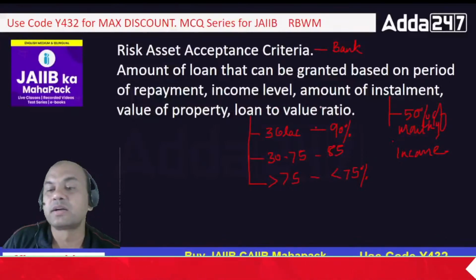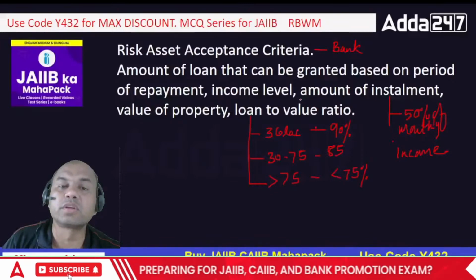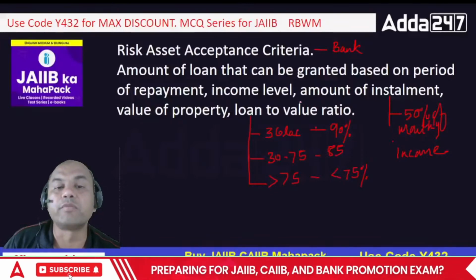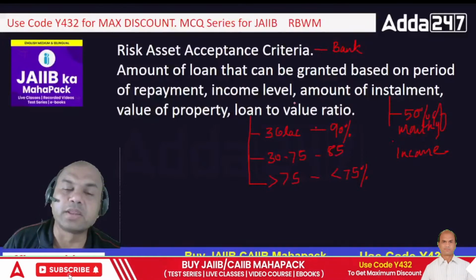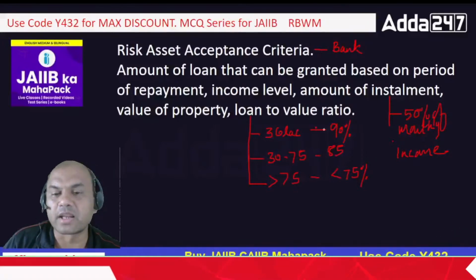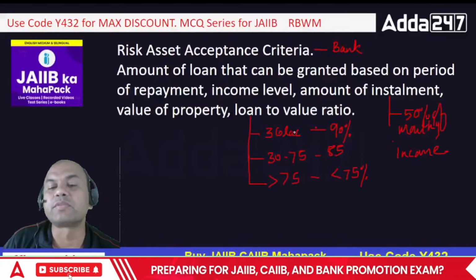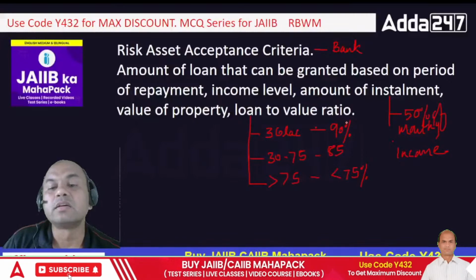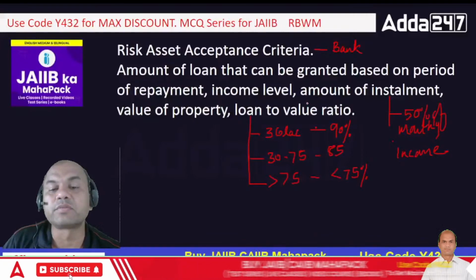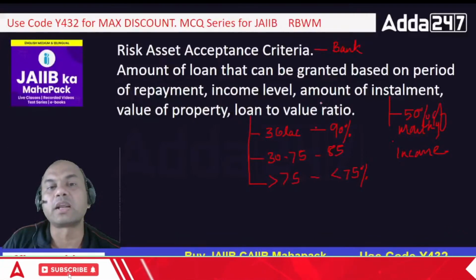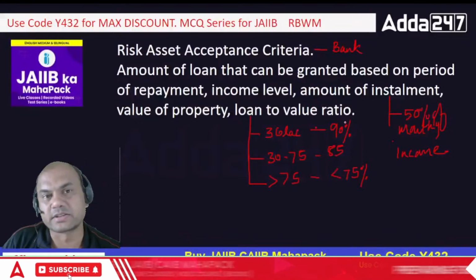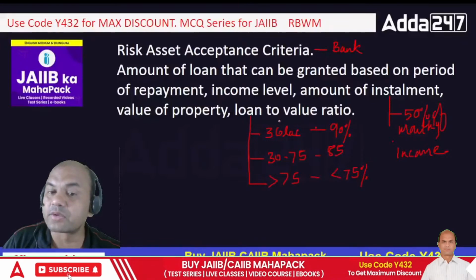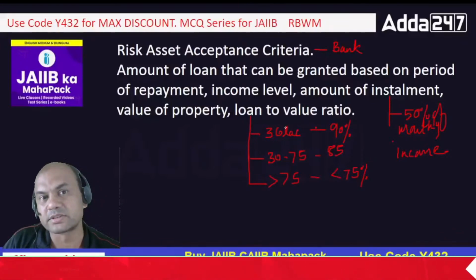LTV ratio means how much loan I am giving against the valuation of that property. This is a separate criteria. Suppose I am giving a loan of up to 30 lakhs, I can give the loan up to 90% of the value of that house. Suppose that house is 30 lakhs, I can give up to 27 lakhs. But this criteria is only for loans up to 30 lakhs.